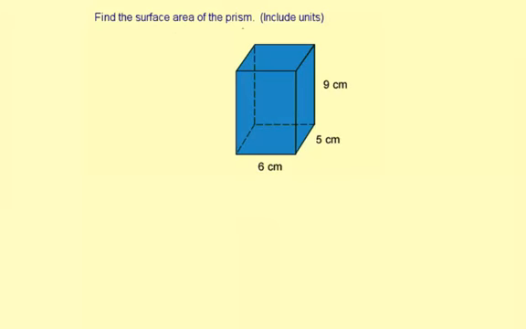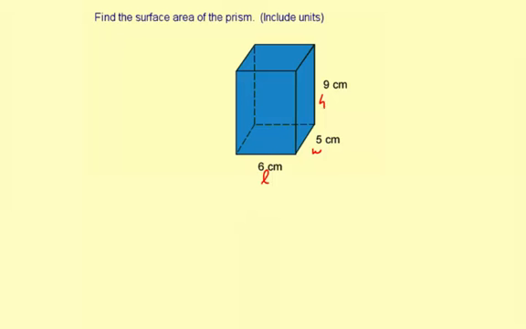Find the surface area of the prism. Include units. So we have a measure of 6 centimeters, a measure of 5 centimeters, and a measure of 9 centimeters. And this 6 centimeters, we could call that the length, or L. And this 5 centimeters, we could call it the width. And this 9 centimeters, we can call it the height.